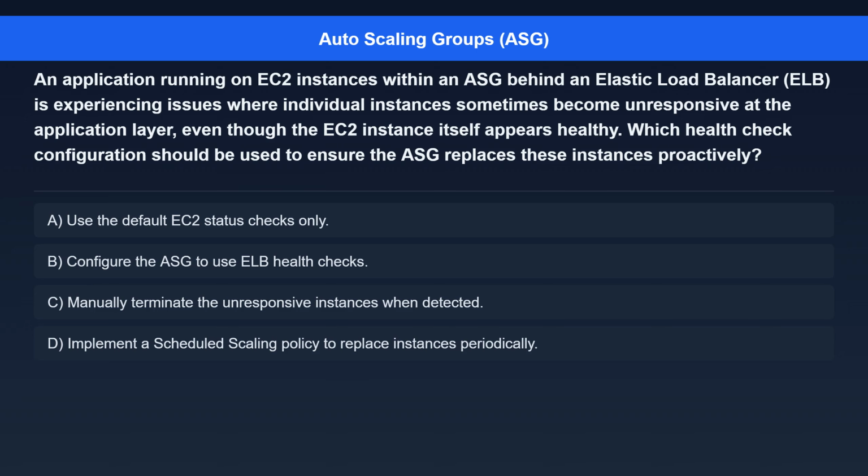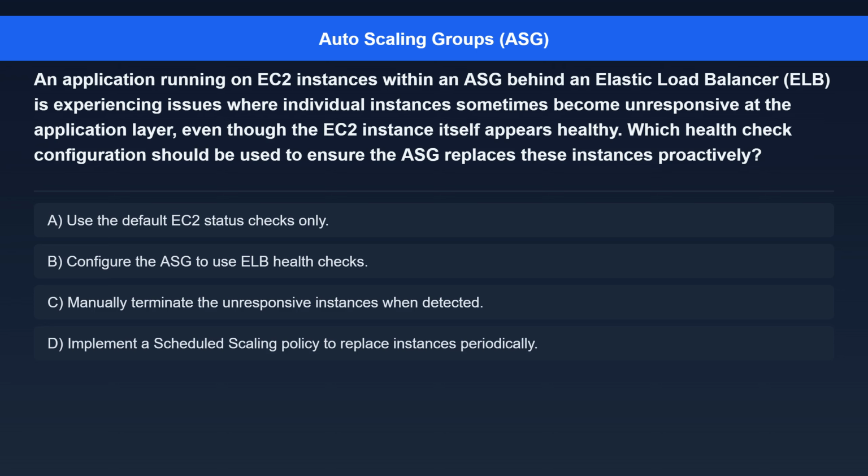Question 2. An application running on EC2 instances within an ASG behind an elastic load balancer, ELB, is experiencing issues where individual instances sometimes become unresponsive at the application layer, even though the EC2 instance itself appears healthy. Which health check configuration should be used to ensure the ASG replaces these instances proactively?